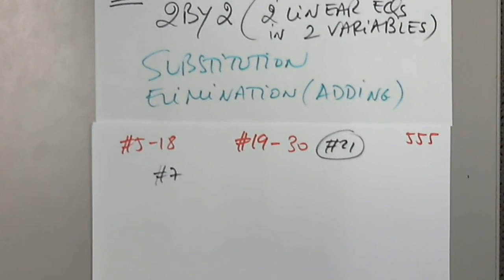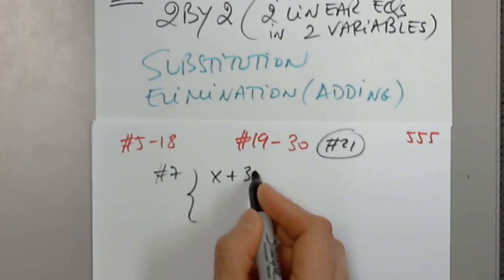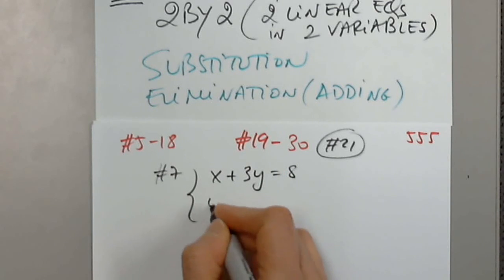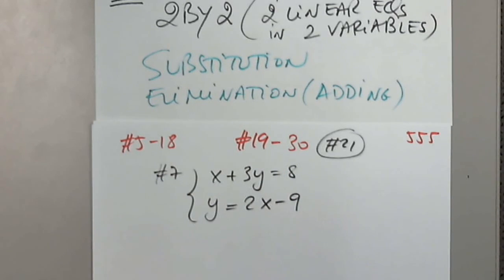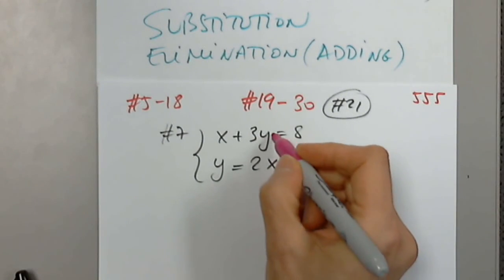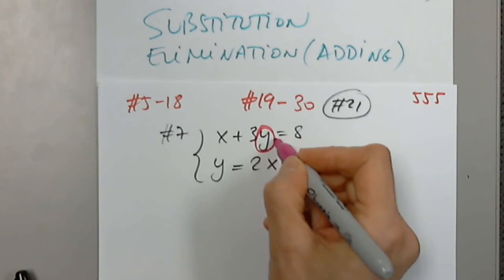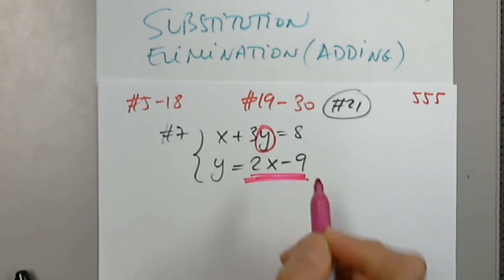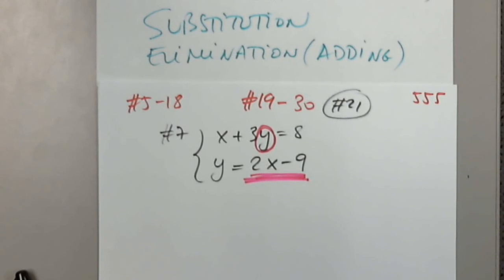Perfect. So let's copy 7. x plus 3y equals 8. And then y equals 2x minus 9. In problem 7, we are asked to solve by substitution. And I see that the second equation is already solved for y. Because it's already solved for y, all I have to do is replace y in the first equation by 2x minus 9. Because y is the same as 2x minus 9.